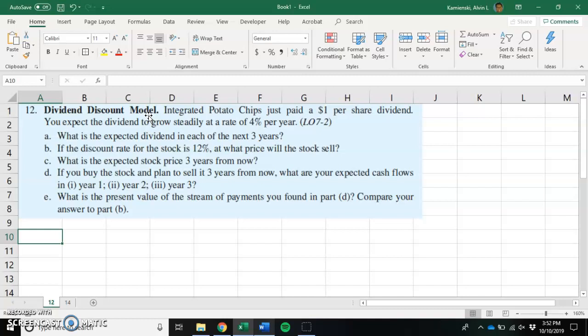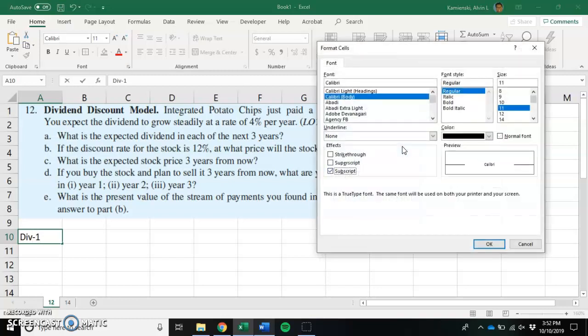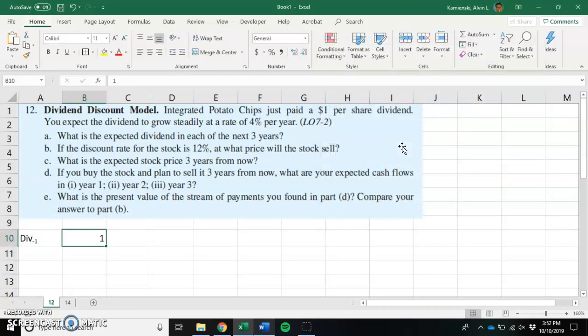So let's look at what the cash flows are likely to be. Integrated Potato Chips just paid a $1 per share dividend. I'm going to label that -1, and the reason is the idea of paid, meaning they did it already. It's not a cash flow that an investor would get next because it happened already, past tense. And you expect that dividend to grow steadily at 4%.